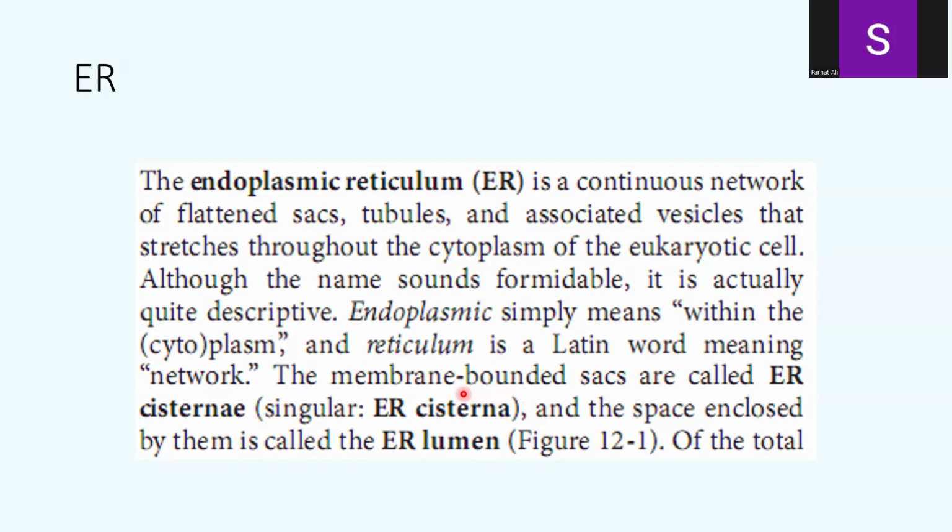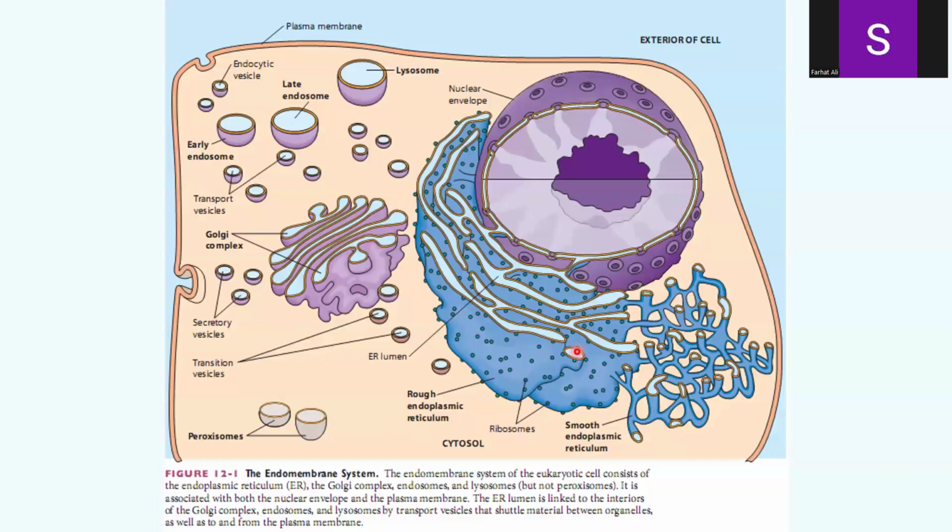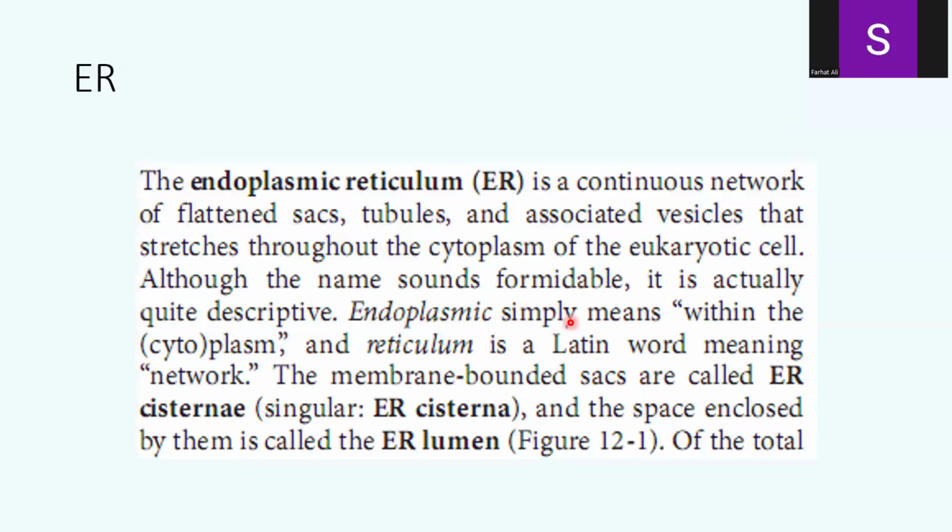There are membrane-bound sac-like structures in the endoplasmic reticulum, which are called the cisternae. These folded sac-like structures are the cisternae of the endoplasmic reticulum. And the interior, the cavity inside the cisternae, is called the lumen of the endoplasmic reticulum.